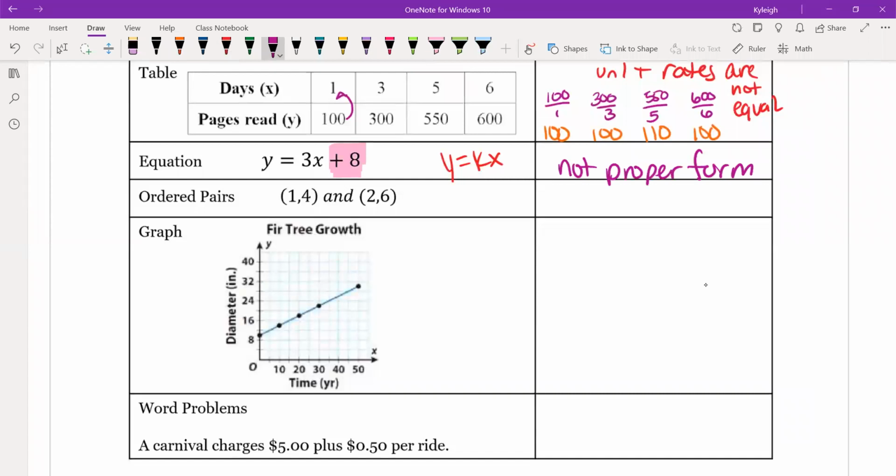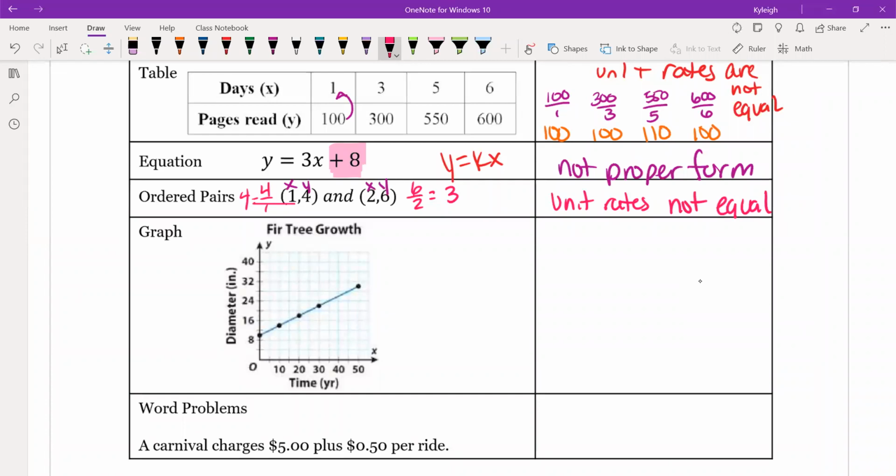Okay. Ordered pairs. You know how to do that. Do x over y. Remember, it's x, y, x, y. So find the unit rate for those. When you did, you should have gotten 4 and 3. Are those equal? No. Unit rates not equal.